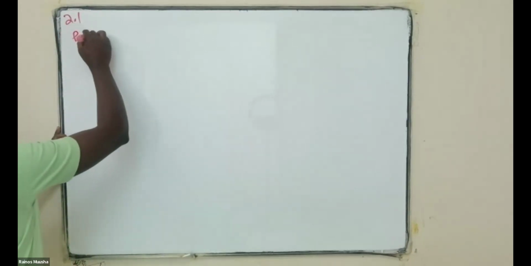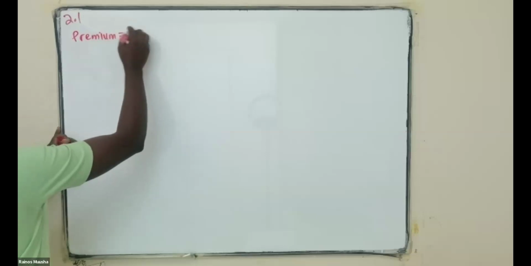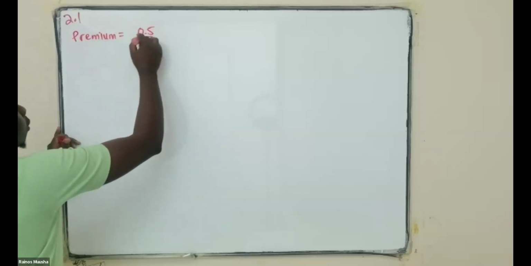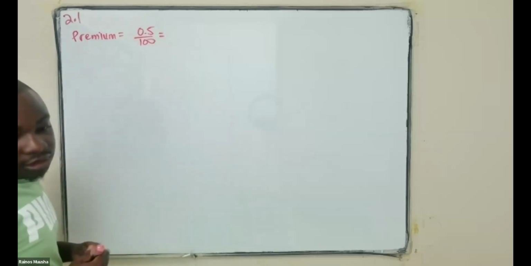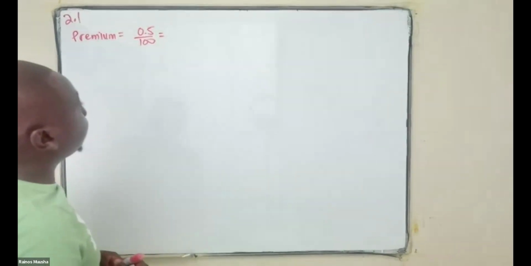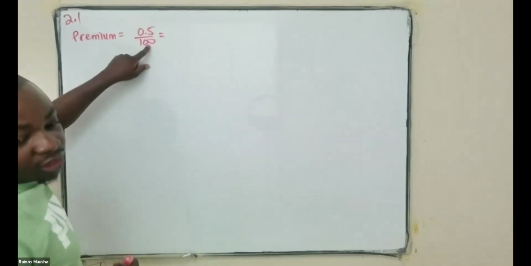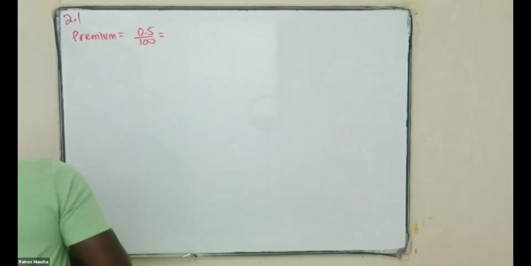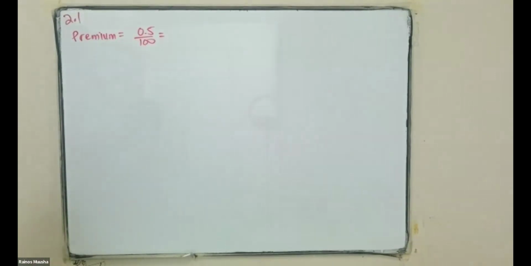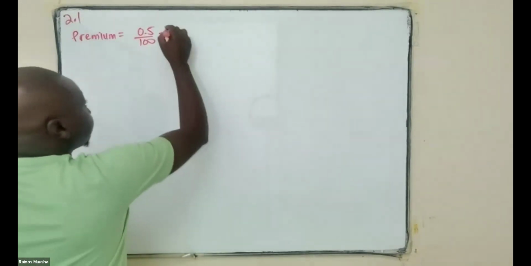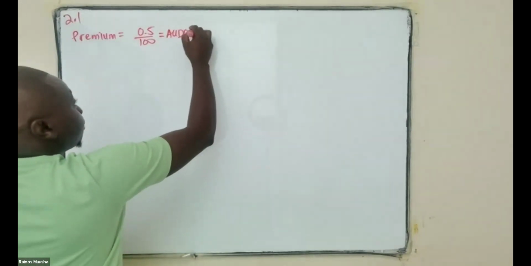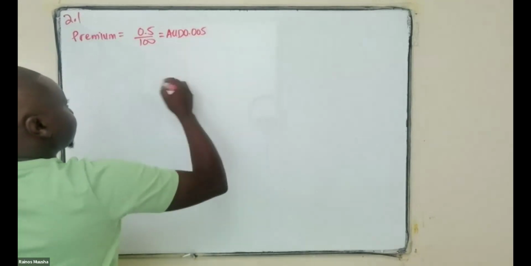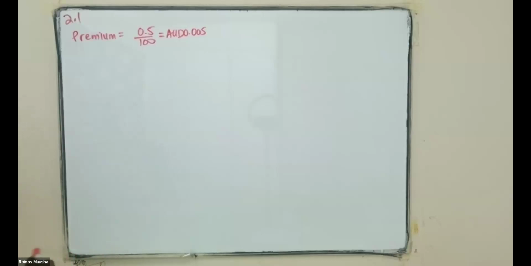premium is equal to 0.5 over 100, because remember, if you're converting from cents to dollars, you're going to say 0.5 over 100, and you get a figure of AUD 0.005. So you get a premium in Australian dollars, which is equivalent to 0.005.